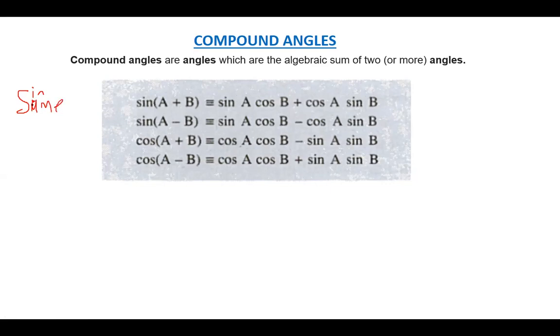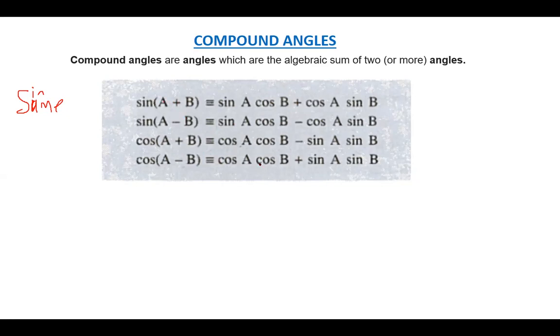So for sine, you have the same sign. And then for cos, it's the opposite. For sine, if there's a plus here, there you find the plus. If there's a minus there, you're going to have a minus there. All right, this is just for sine. For cos, it's just the opposite.